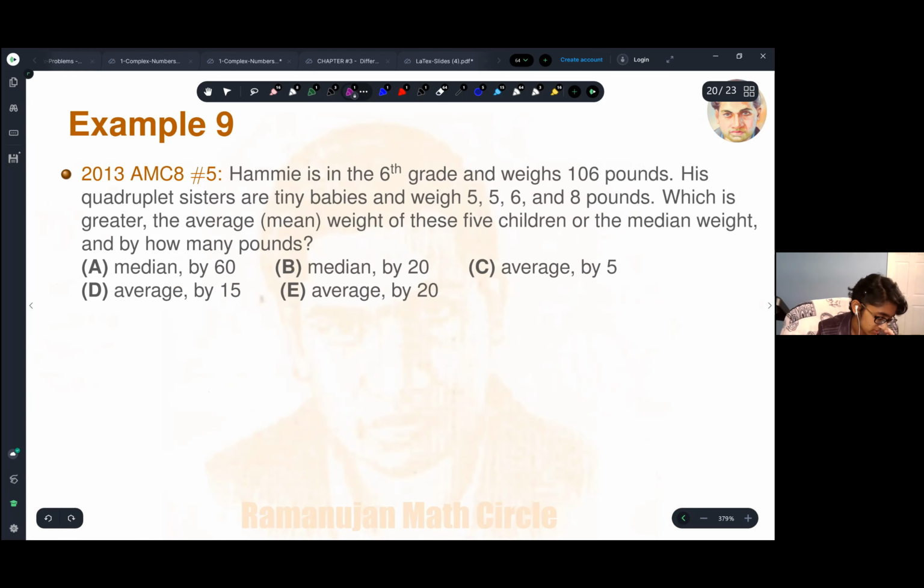Let's read the next question. Hammy is in the 6th grade and weighs 106 pounds. His quadruplet sisters are tiny babies and they weigh 5, 5, 6, and 8 pounds. Which is greater, the average weight of these children or the median weight of these children? And by how many pounds? So for this one, it's just a plain, simple application of definition. I'll give you some time to think about it and then we'll go over it.